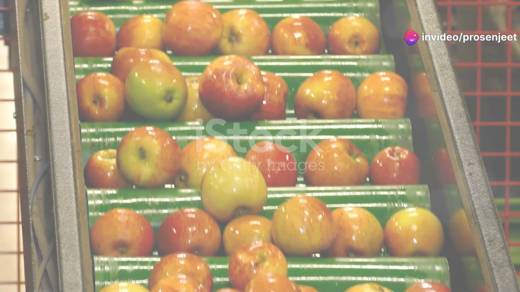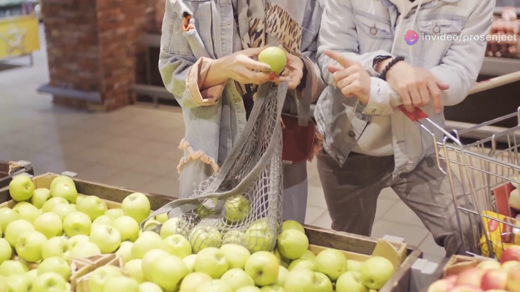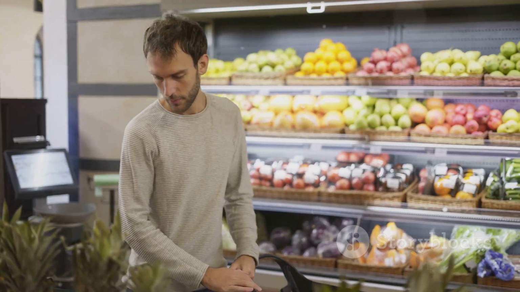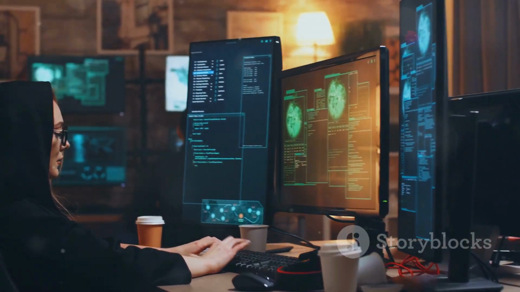Imagine you're at a grocery store deciding which fruits to buy. You notice apples of different sizes and colors. Without realizing it, you're delving into statistics. In data science, statistics make sense of massive data sets. They turn raw data into meaningful insights.